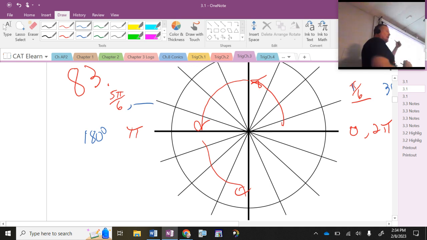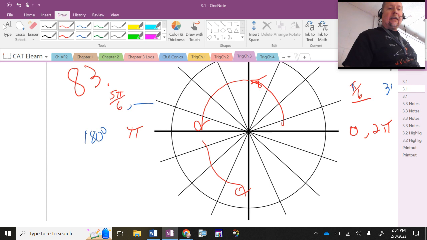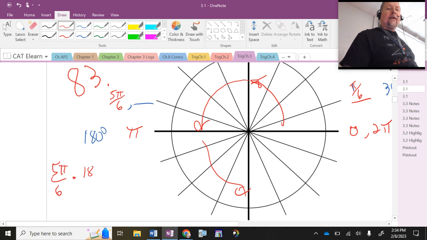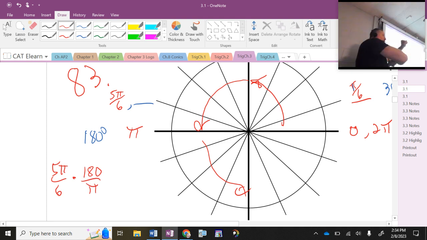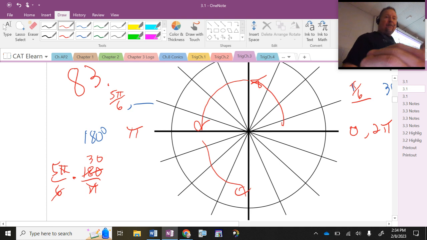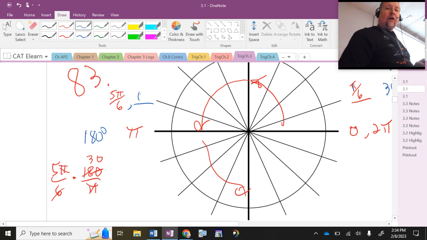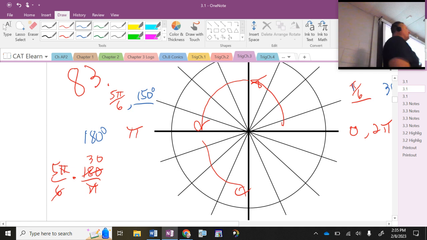So what you have to do off to the side is, okay, 5 pi over 6. I multiply that by, well, this is easy, the pi's have to cancel, so I have to multiply by 180 over pi. Cancel, cancel. 6 goes into 18 3 times, so 180 becomes 30 times. 5 30s is 150. By the way, what kind of triangle does 150 make?